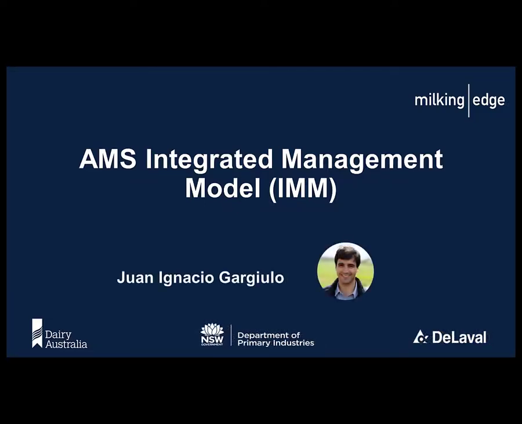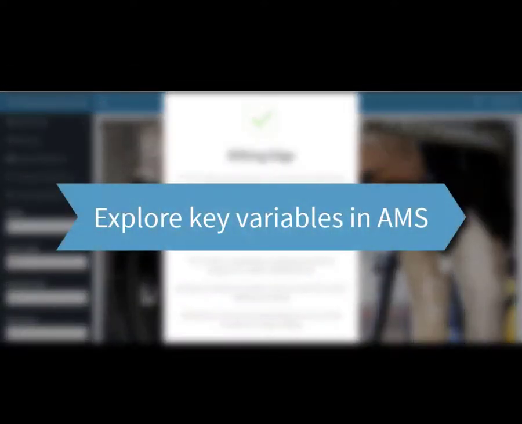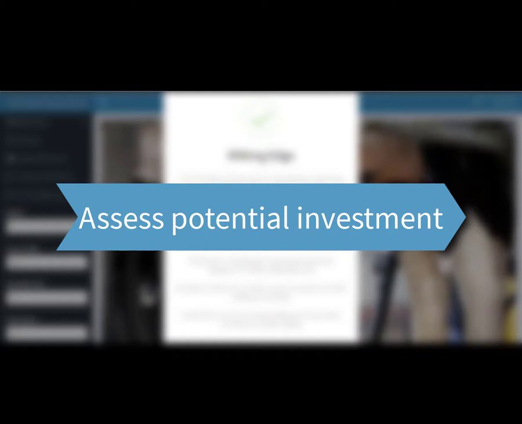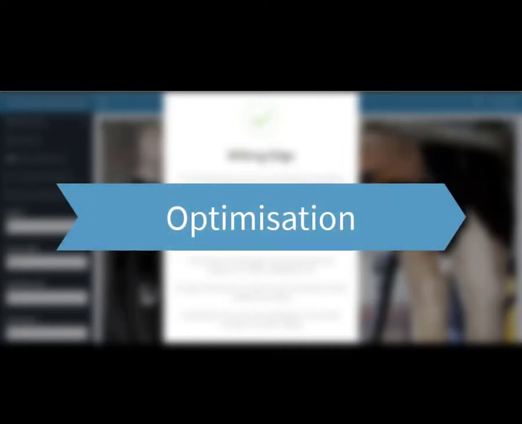I'm the Development Officer Dairy within New South Wales DPI, and I'm gonna give you a tour on how to use the AMS Integrated Management Model. The IMM provides farmers and advisors a tool for exploring the physical and economic impact of different strategies on AMS. The tool helps to assess and plan the potential investment better and make more informed decisions. Finally, it helps to identify areas of underperformance and propose alternative pathways to optimize the whole system.